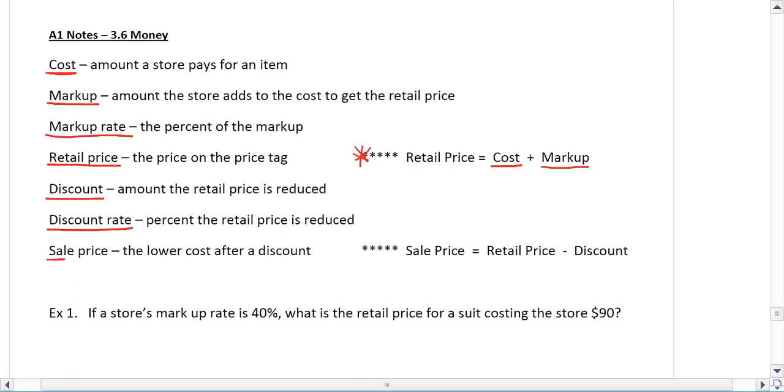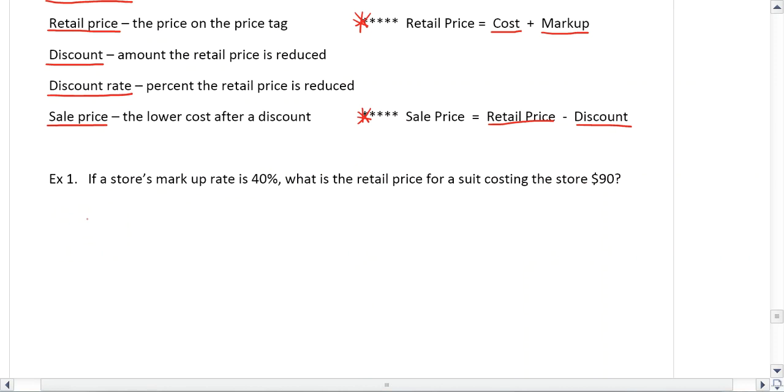So to find the sale price, they take the retail price and lower it a certain discount. So here's that formula, which you are probably very familiar with. To find the sale price, they take the full retail and subtract the discount. All right, take a minute, write these terms down, and be very familiar with them.